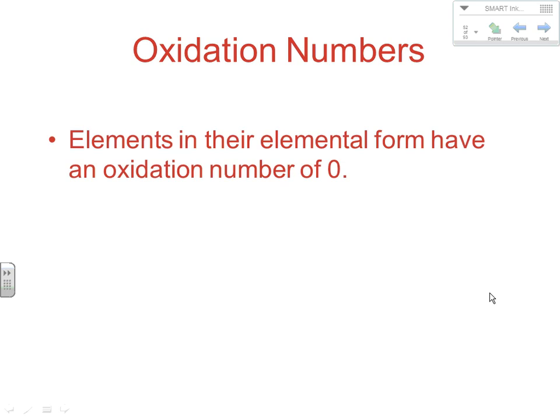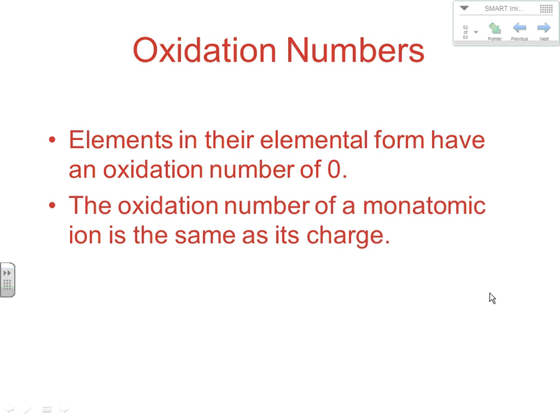Now, there's a few simple rules we're going to use. And in the end this ends up being very, very simple. Elements in their elemental form have an oxidation number of 0. They're neutral, and oxidation number is assigned charge. Well, if you have no charge because you are an elemental substance, then you have an oxidation number of 0. So you're neutral, it's going to be 0. No problem there. The oxidation number of a monatomic ion is the same as its charge. Well, if we have Mg2+, remember, oxidation number is assigned charge. If it's Mg2+, it is a charged ion, a 2 positive charged ion. So its oxidation number is the exact same as its charge.